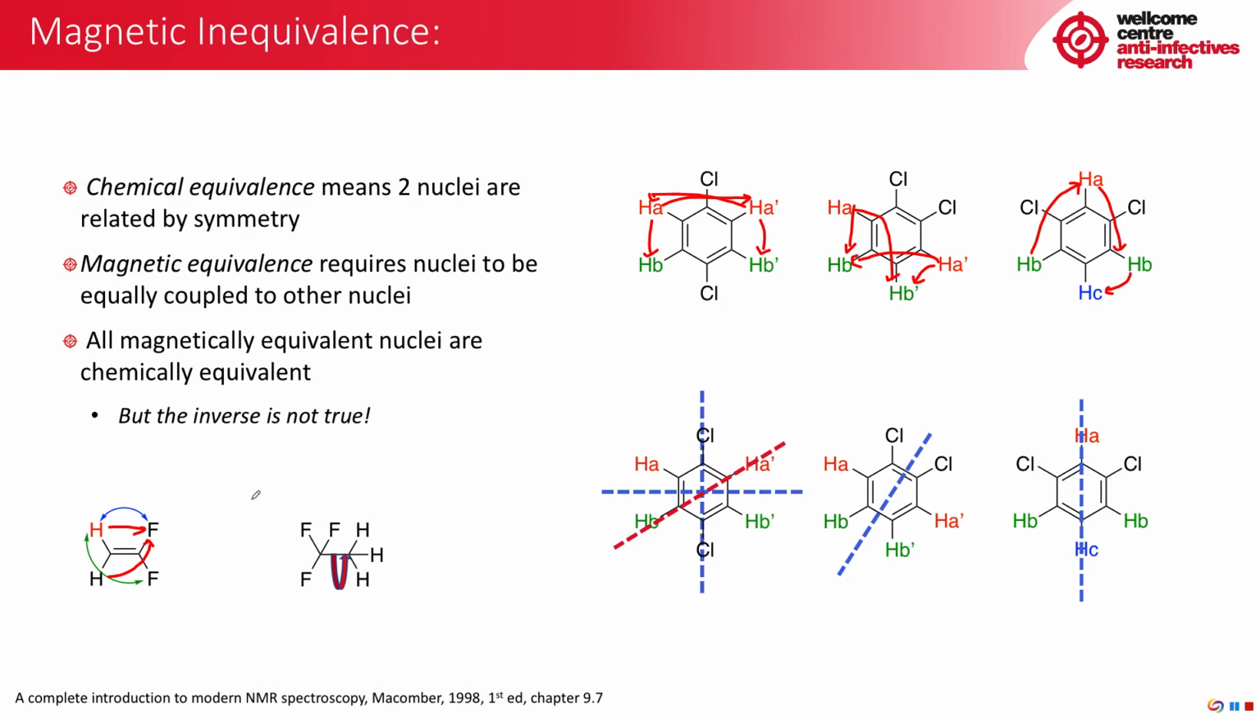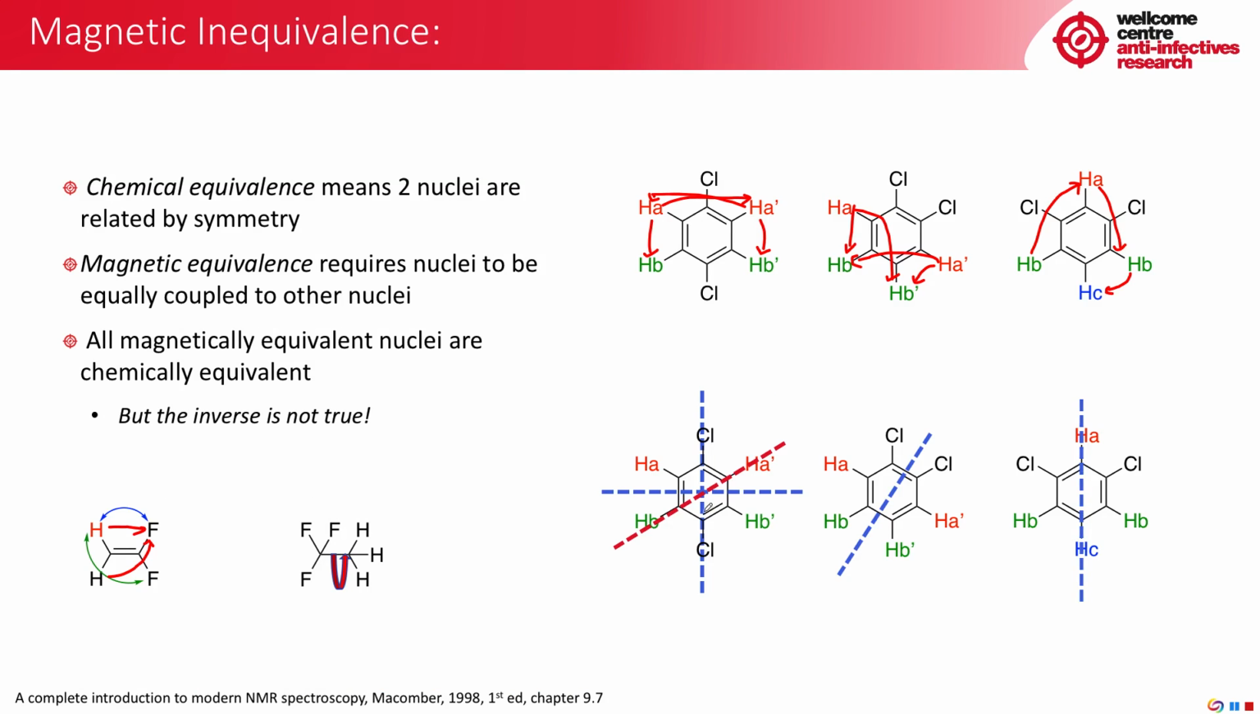If we instead take trifluoroethane, in this case, the rotation around this bond is sufficiently quick that the relationship of each proton to each fluorine averages out to be the same over the course of an NMR experiment. So in fact, these protons are magnetically equivalent.